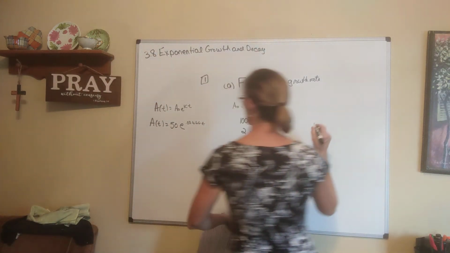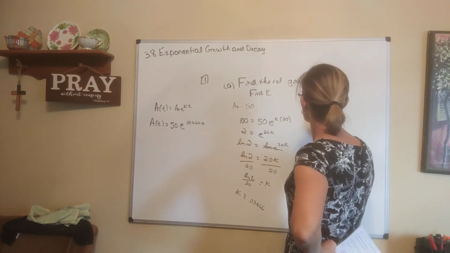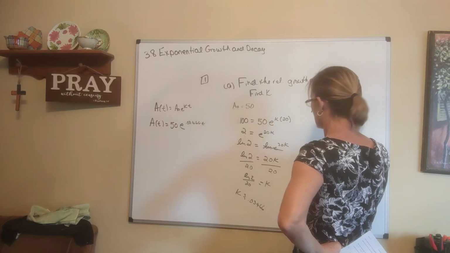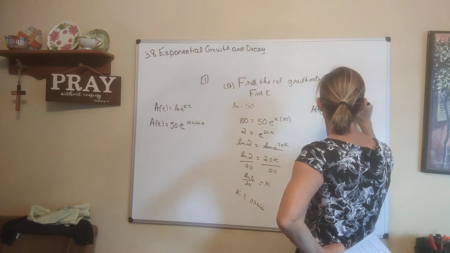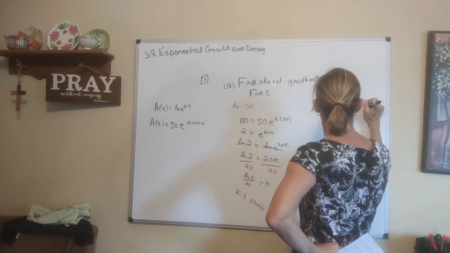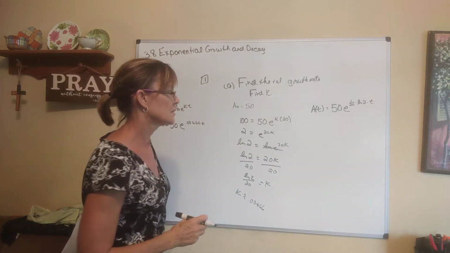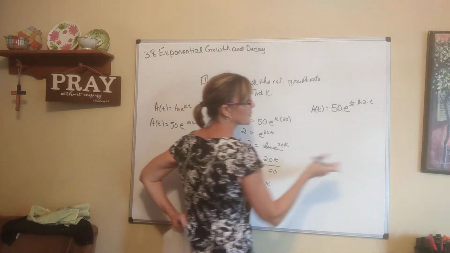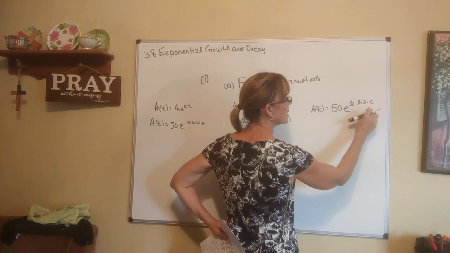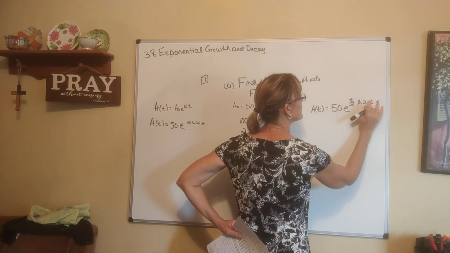What they did was, they have a different one, and this is how I made it look like theirs. I said, okay, A of t is 50 e to the, I left k like this, 1 over 20 times the natural log of 2 times t, right? Okay, this is what it is basically. So let me show you how the back of the book made theirs look different. What they did, 1 over 20 times the natural log of 2 times t, I can rearrange these because of commutativity for multiplication, so I'm going to move the t in front.